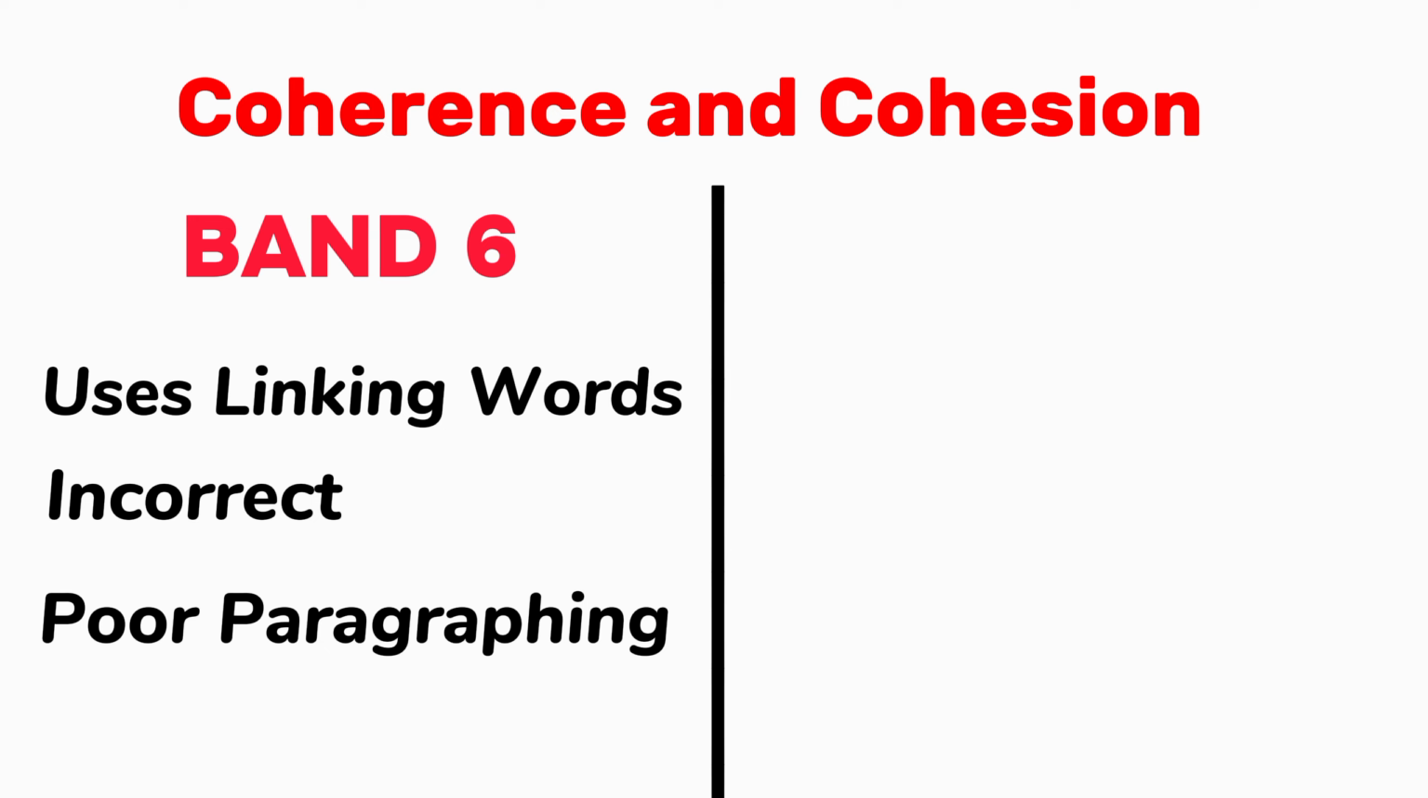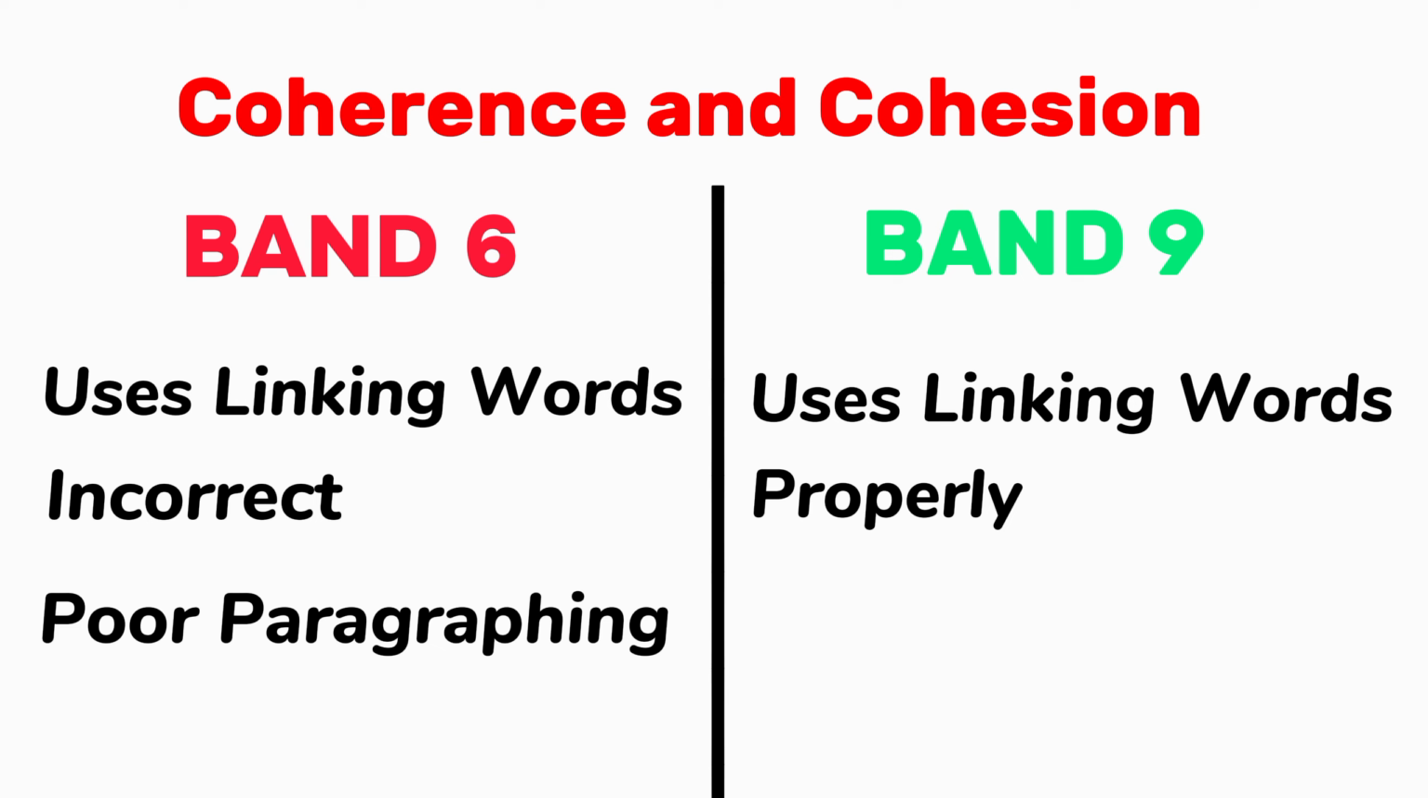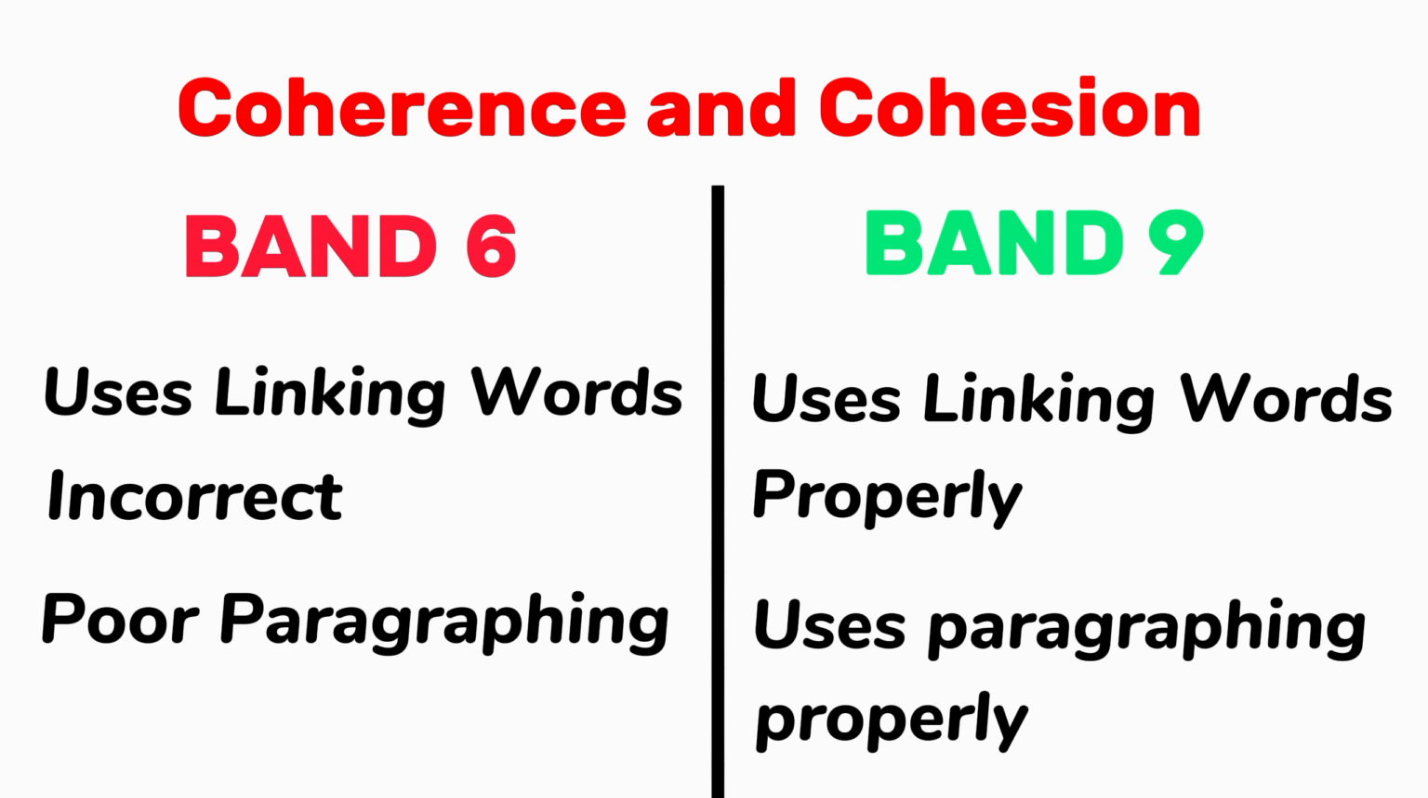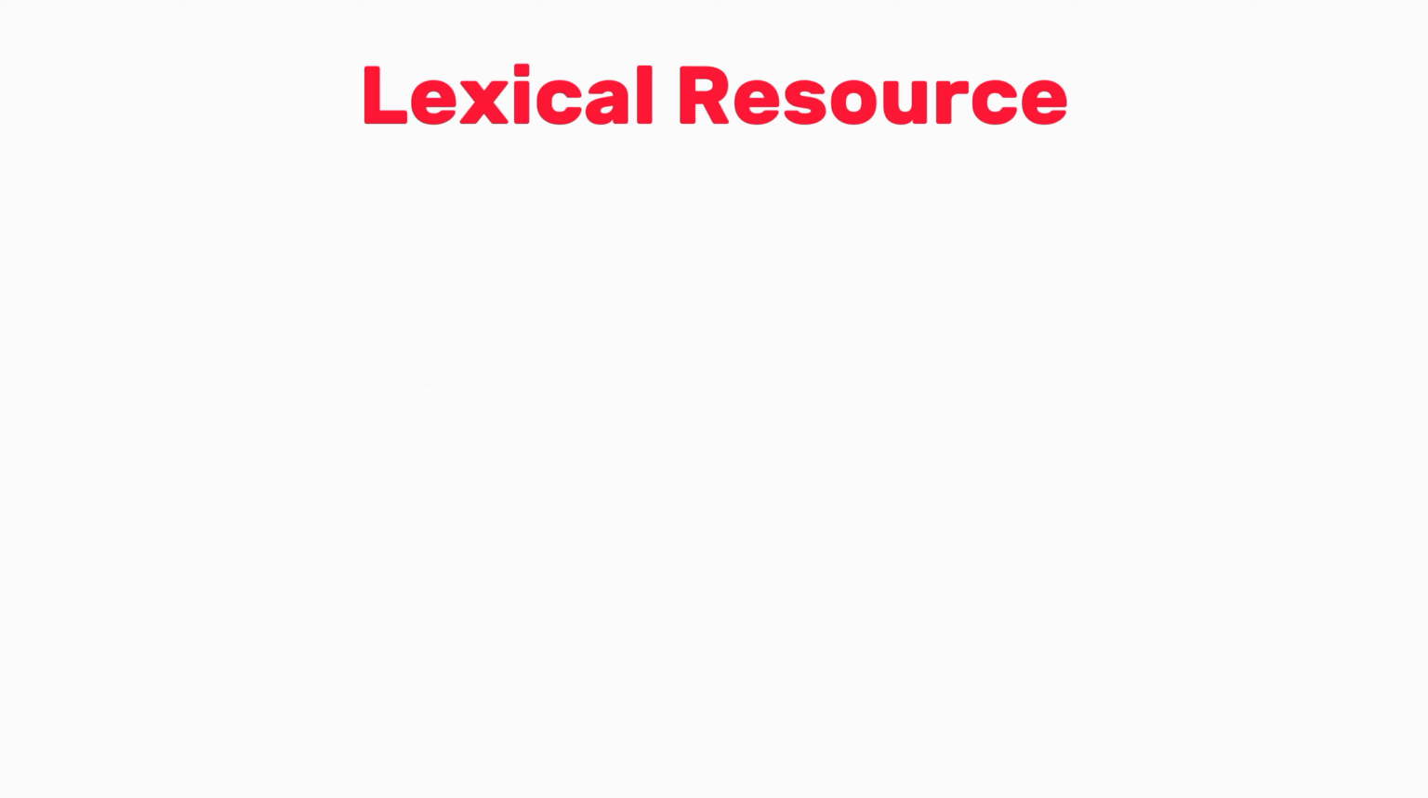On the other hand, a band 9 student uses linking words properly. He knows the meaning of each and every linking word and he uses them accurately. Also, he has a separate paragraph for the introduction, a separate paragraph for body paragraph number 1, a separate paragraph for body paragraph number 2, and a separate paragraph for the conclusion, which makes it easy for the examiner to understand.